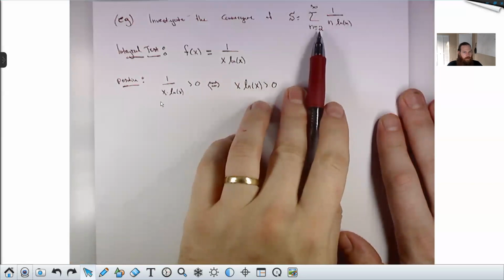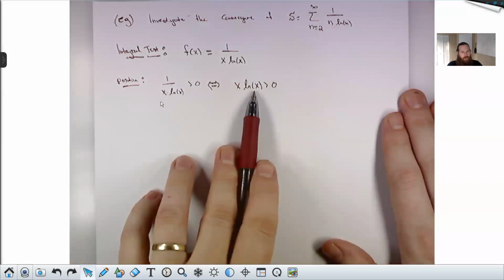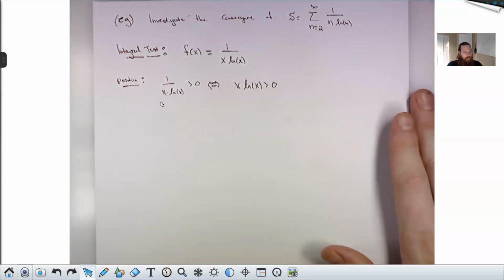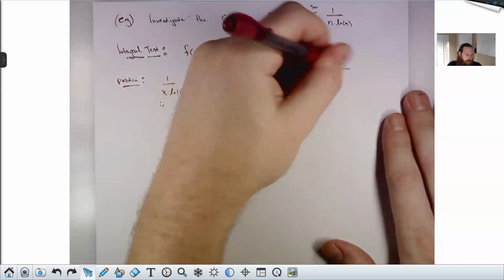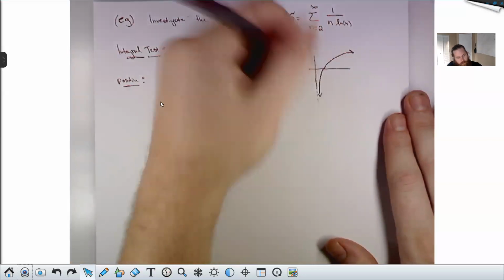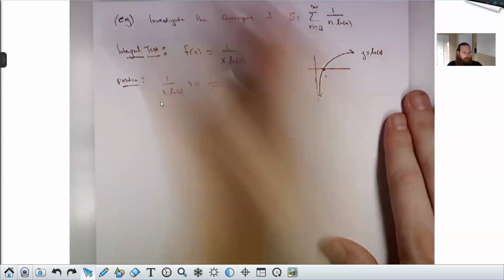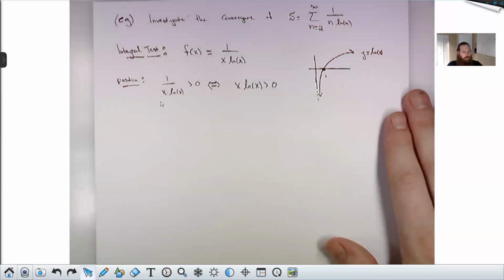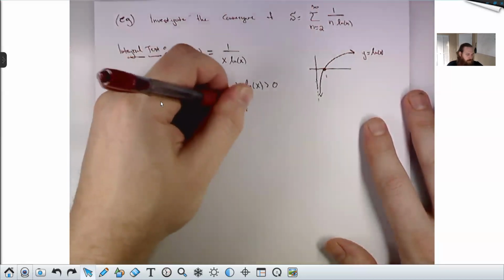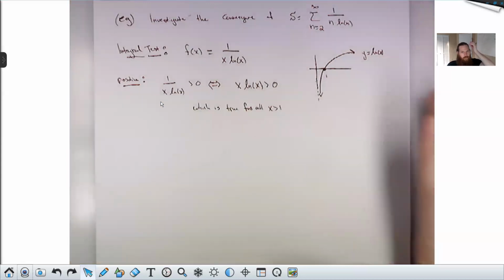I'm summing from 2 to infinity, so I'm looking for this to be true on the interval 2 to infinity. Certainly the x piece there is positive, and the ln x piece there is also positive if you remember the graph of ln x. I've tried to bludgeon this into your heads in case it's not there yet. The graph of ln x looks like this. Okay, please get it in. If you do not remember this graph yet, you need to. This right here is 1, the x-intercept. So yeah, this thing is indeed positive, which is true for all x greater than 1, and certainly, therefore, for all x greater than or equal to 2.